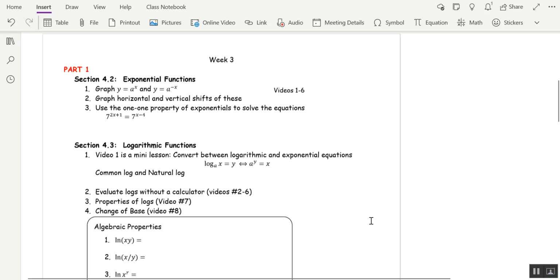This week is all about logs and exponentials. So let's get started. Section 4.2, exponential functions. You want to know what the graphs of y equals a to the x look like and y equals a to the negative x.